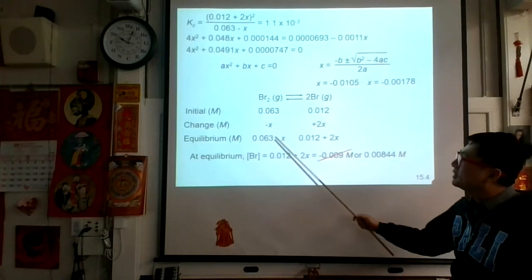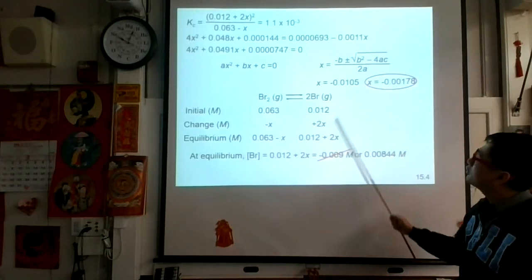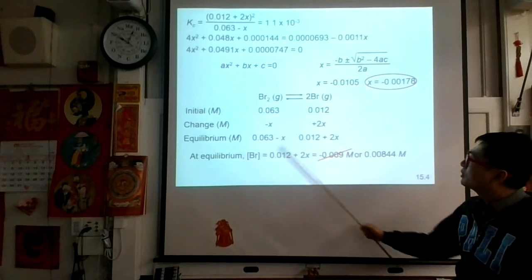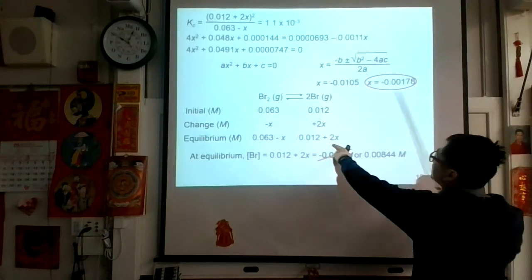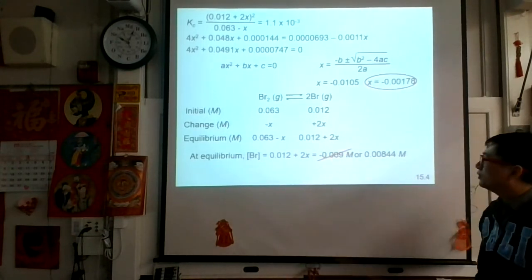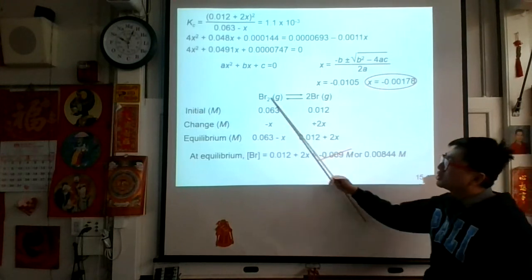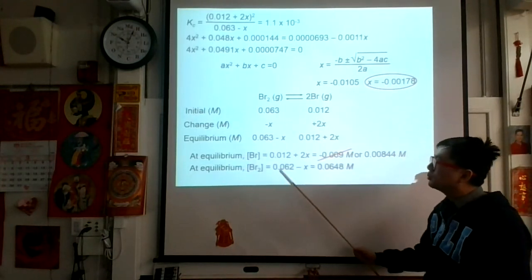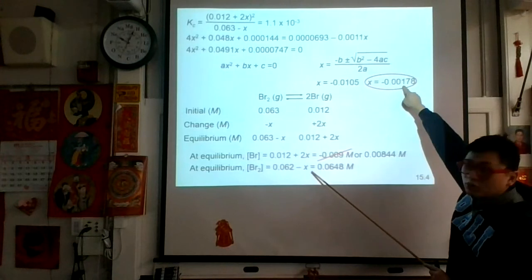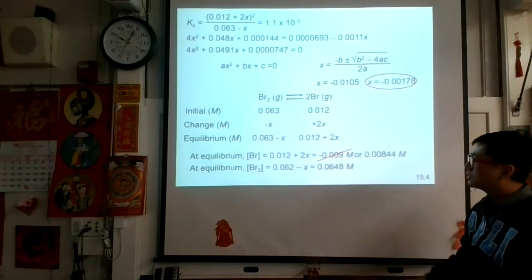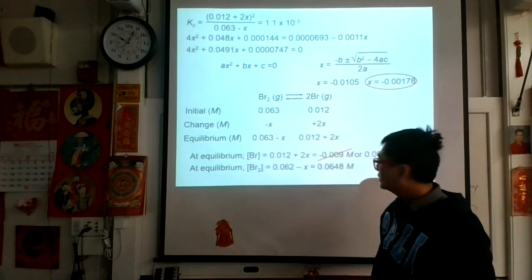Plug these in: the concentration of Br at equilibrium is 0.012 plus 2 times this x, or 0.00844. The concentration of Br2 at equilibrium is 0.063 minus the correct value of x, 0.00844.